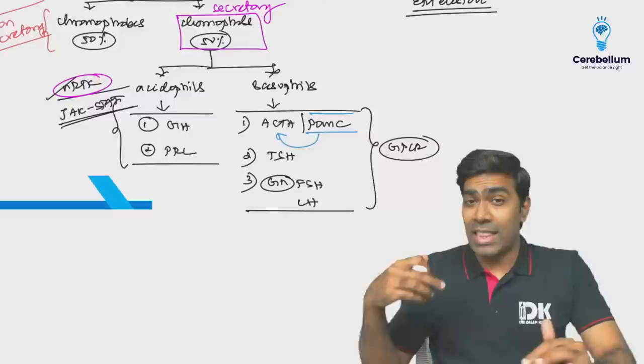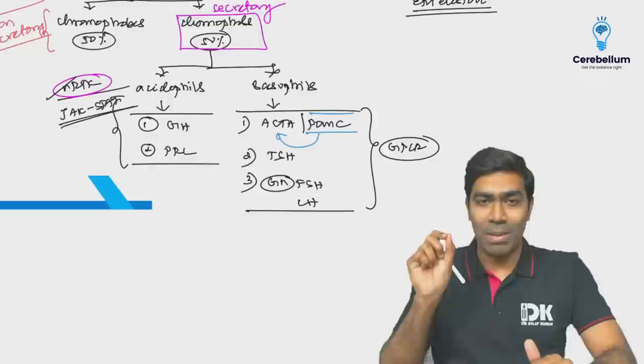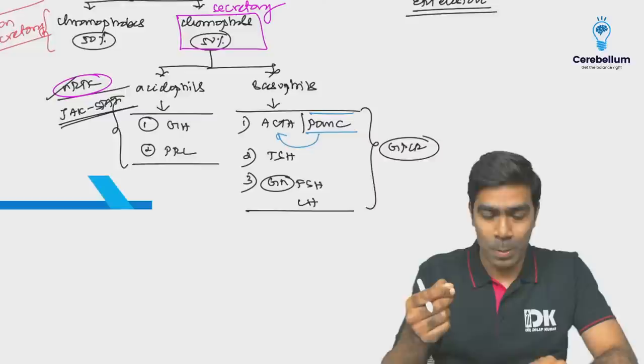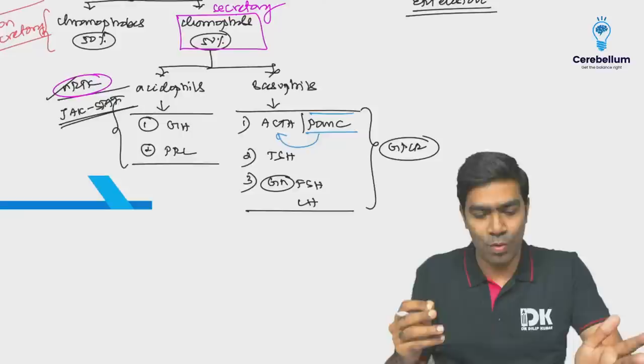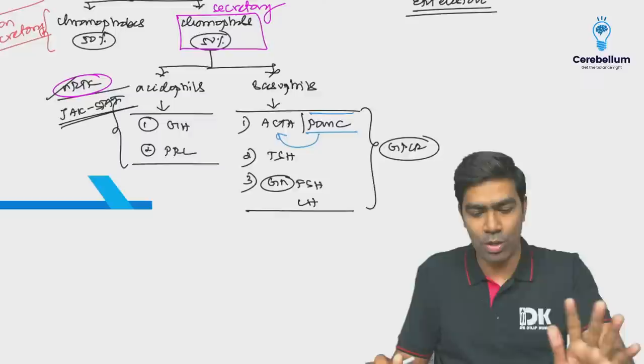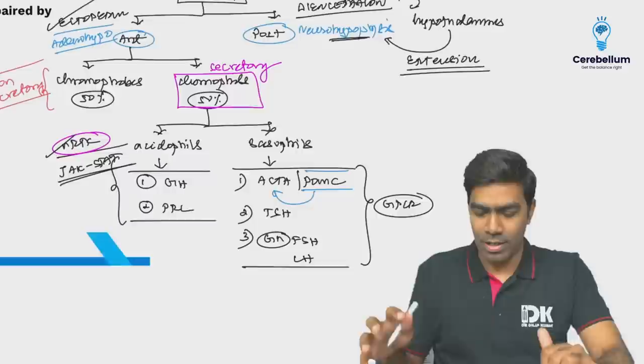In that, Gs or Gq is homework for you. Something works by Gs type, something works by Gq type. What works by Gs and what works by Gq, you need to find out. If you want, I will tell at the end of the class. But it all works by the common principle of the G protein coupled receptor. All right, so these are the hormones secreted by the anterior pituitary.